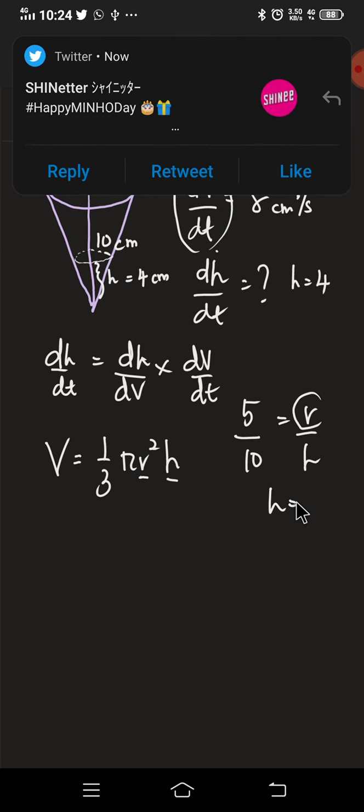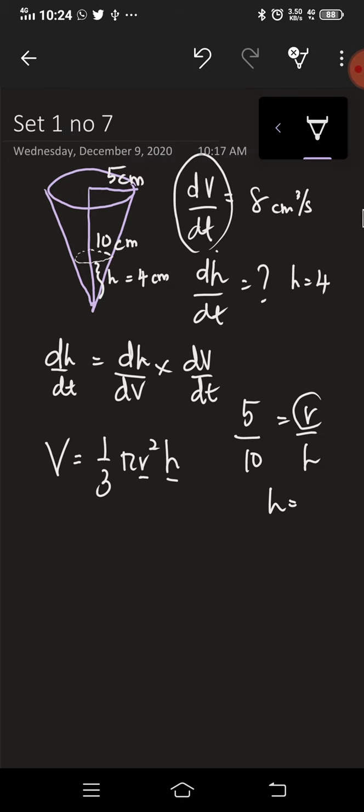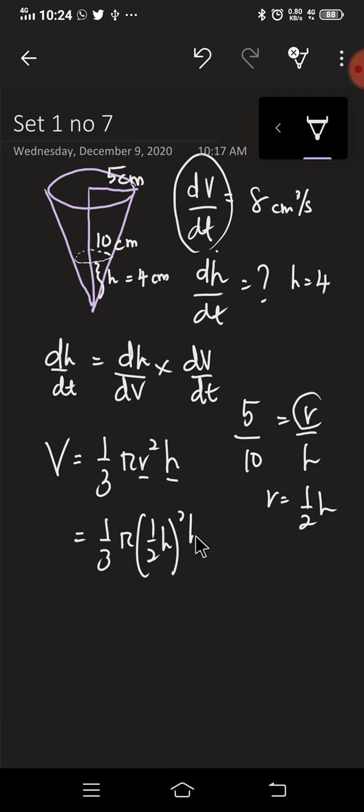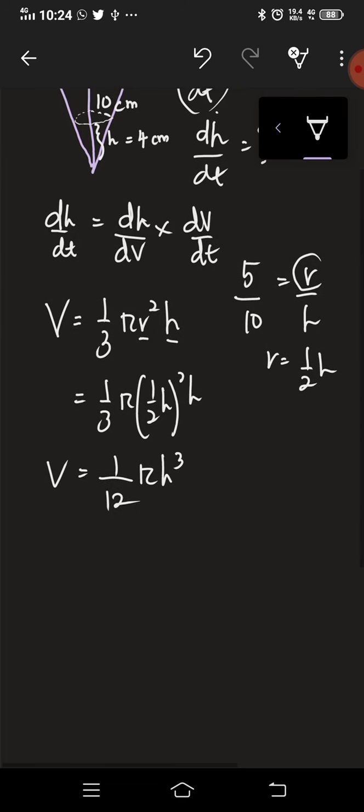R can be represented as H, so 5 over 10 is 1 over 2 H. So we replace the R with 1 over 2 H, all squared, times H. So what we get is 1 over 12 pi of H cube. So this is the V.